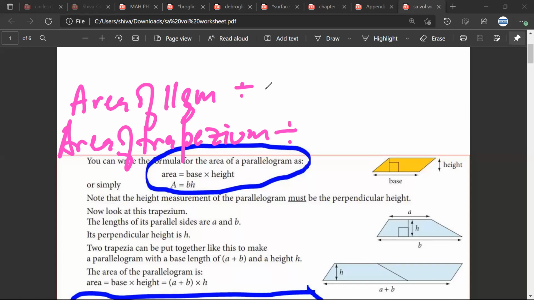Mr. Satya. Mr. Sarthak. Yes, sir. What is the area of a parallelogram? Base height. Mr. Satya. Half base into height.